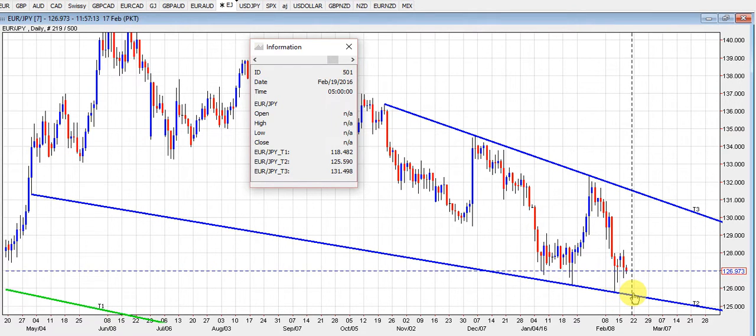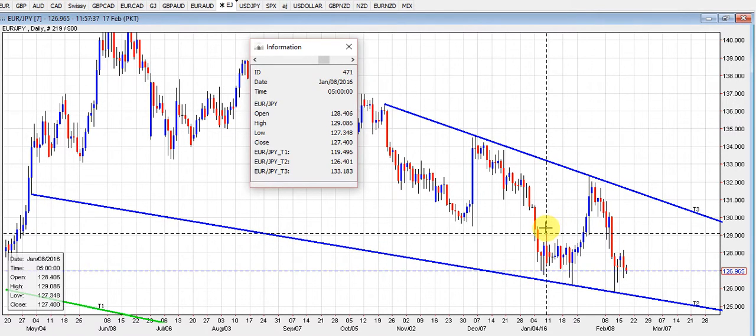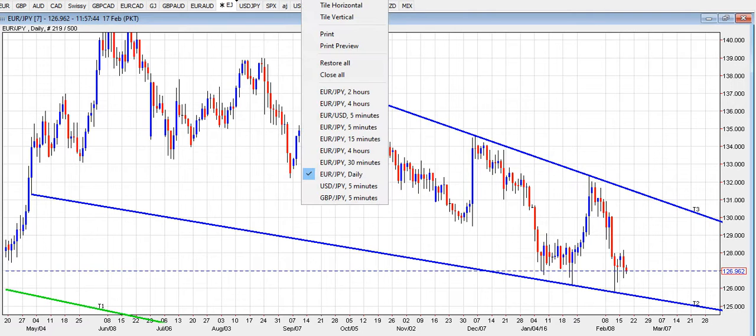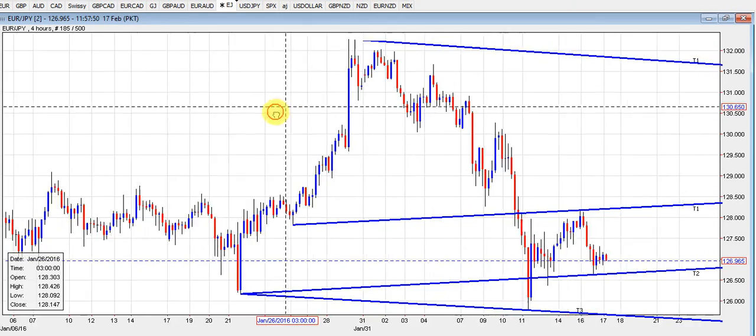So anything around this vicinity, which is about 125.50ish, 125.60ish, I would be a willing buyer, in anticipation that we get a minor new low and probably a double bottom scenario for a pushback higher. So a good target would be back somewhere around 129. A fuller target would be about 130.50ish, 130.60ish. So this is another setup that I'm looking at.